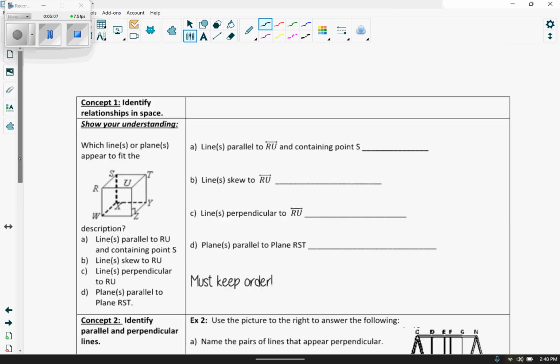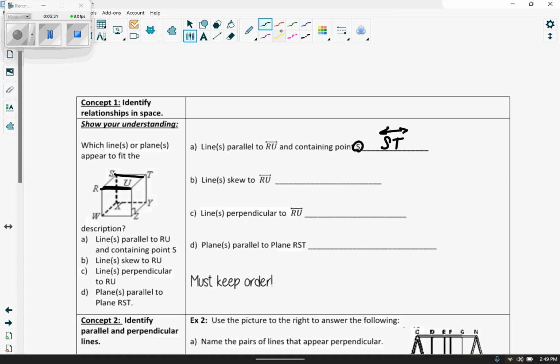Alrighty, so here we are. We're going to jump right in with some information about parallel lines, etc., and skew lines. So let's use that vocabulary. Parallel lines, RU. Well, if this is RU right here, I want to contain point S, it's going to have to be ST.